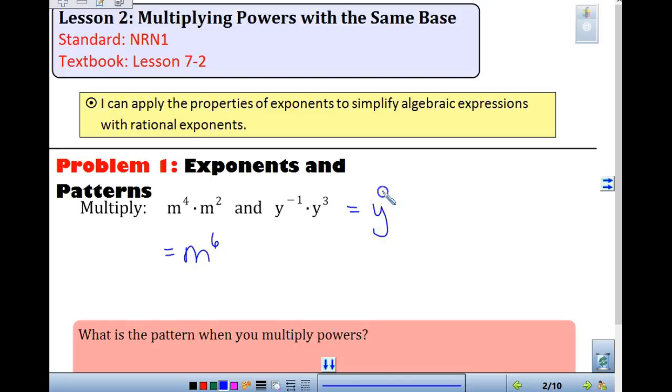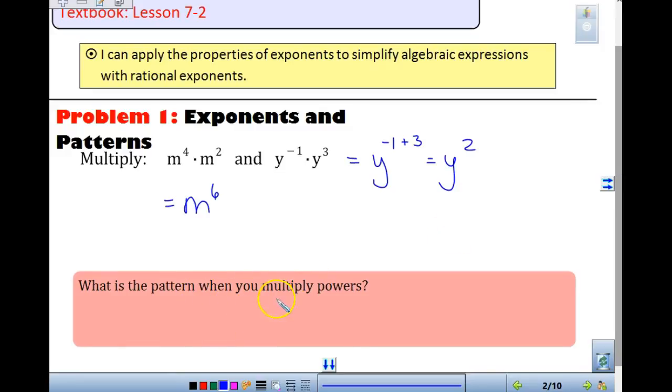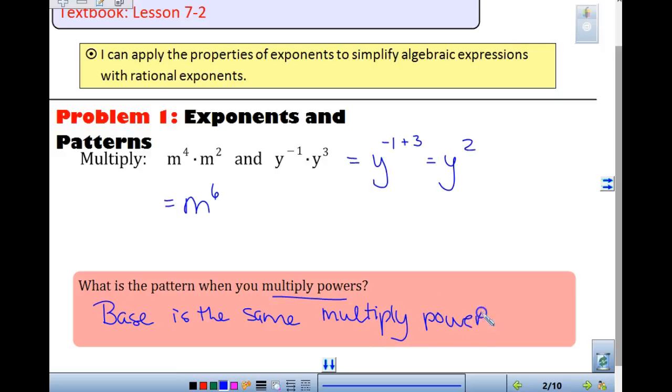So here you can think of this as -1 plus 3, which really gives us y to the 2nd, because we're adding -1 plus 2. Here you were adding the 4 plus 2. So that's the pattern when we multiply powers. The key thing is, this only works when you have the same base. When the base is the same and you multiply powers, you will be adding their exponents.